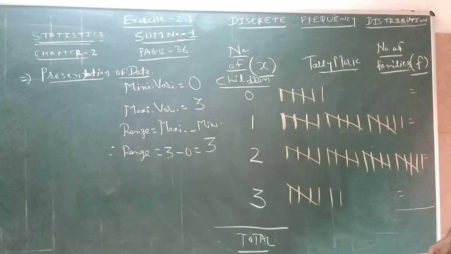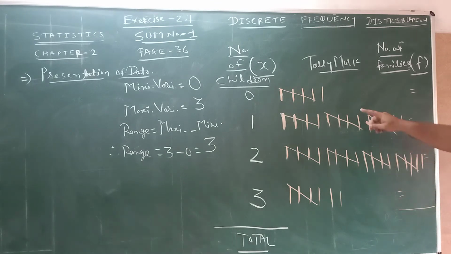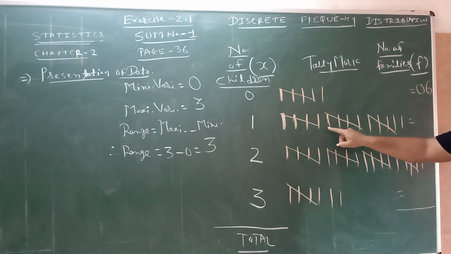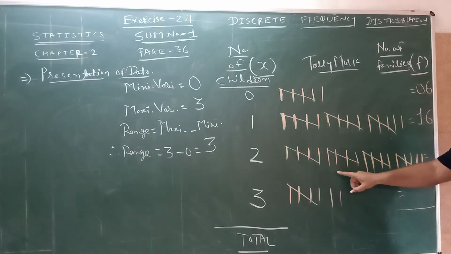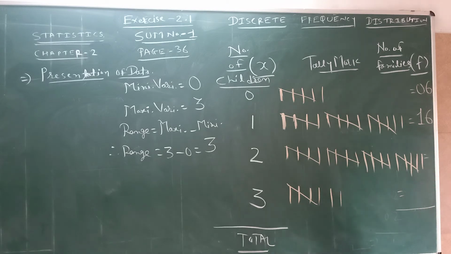So, first I do the total of tally marks of 0, that is 5 plus 1, 6. Then the total of tally marks of 1: 5 plus 5 plus 5, 15 plus 1, that is 16. Tally marks of 2: 5 plus 5 plus 5 plus 5 plus 1, 21. And at last, tally marks of 3: 5 plus 2, that is 7. Here the total is 50.